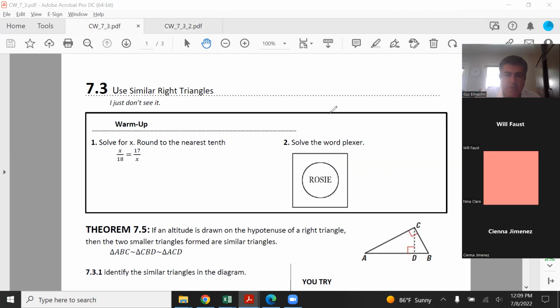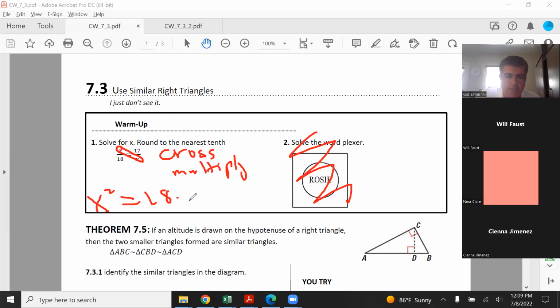So just to quickly review, when you have a proportion, you can cross multiply. That should be pretty straightforward, right? So x times x, x squared, equals 18 times 17, whatever that is. Let me multiply that out. You get 306. So x is root 306.